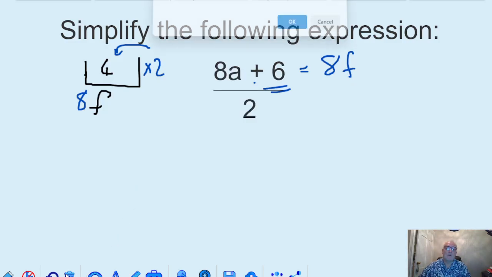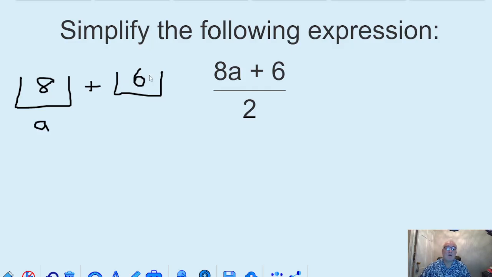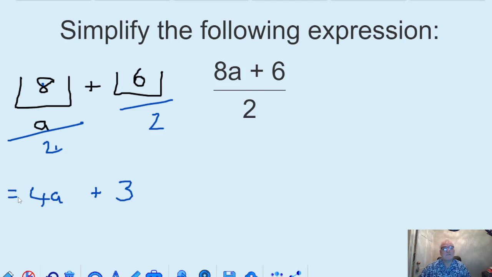Okay, so going the next step up, we've got 8a plus 6, and I'm going to divide it by 2 this time. So here's my a's, and I've got 8 of them. I'm going to add numbers to it, which is just going to give me 6. I can't combine the numbers with the a's. Okay, I've got to keep them separate. But this time I'm going to divide them both by 2. So 2 goes into 8 4 times, so I've got 4 lots of a, and 2 goes into 6 3 times. So my answer is 4a plus 3.